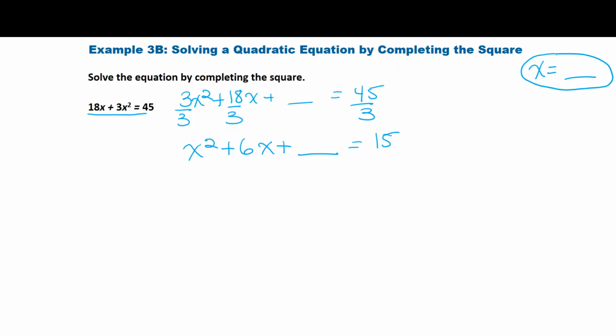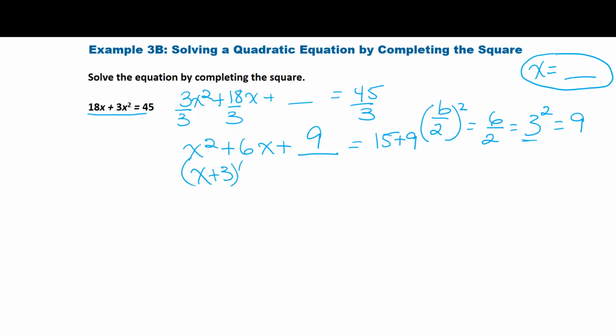I need to figure out what this number is going to be so I can complete the square. So I'm going to remember it's b over 2 squared, okay, and my b is 6 over 2 equals 3. 3 squared equals 9. So I'm going to add 9 to both sides here. Okay, so now that I have 9 added to both sides, I can go ahead and write my factored out equation. Two numbers that multiply together to get 9, add together to get 6, we know is 3. So x plus 3 times x plus 3. And we know that's going to say x plus 3 squared equals 15 plus 9, which is 24.